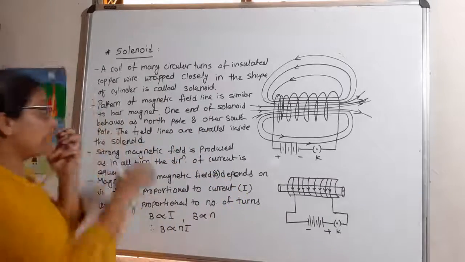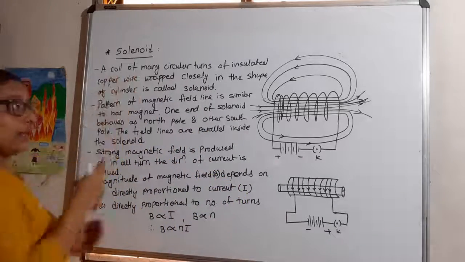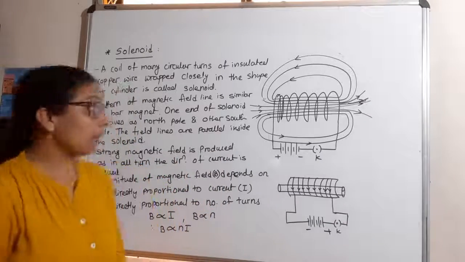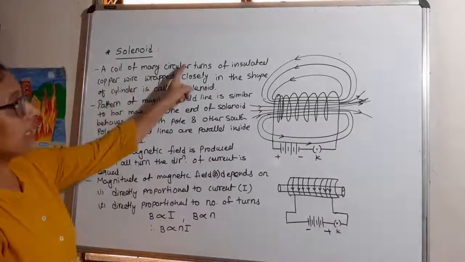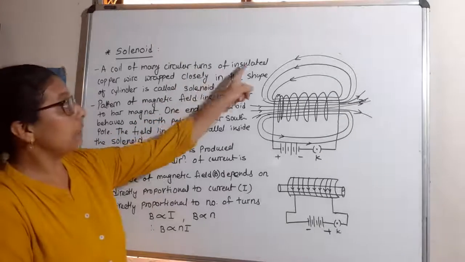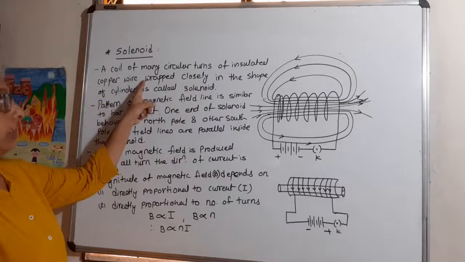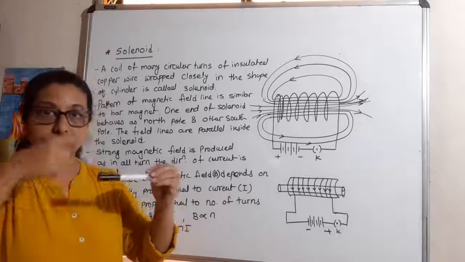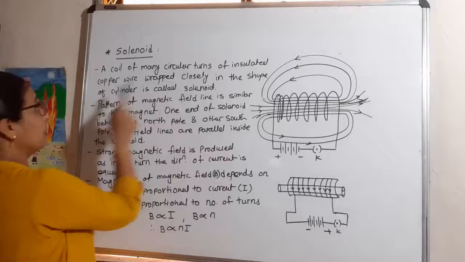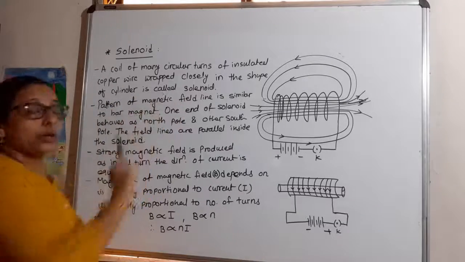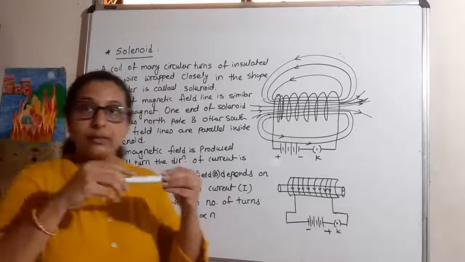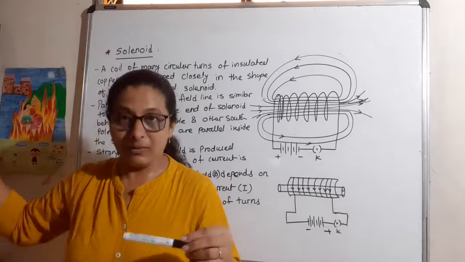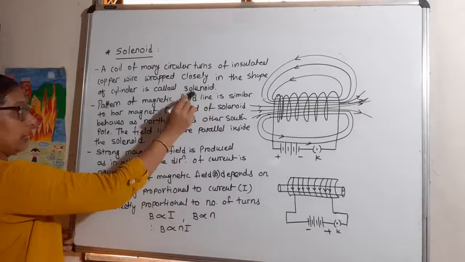That means here, a coil, that is n turns of wire, like a spring, okay? A coil of many circular turns of insulated copper wire wrapped closely, that is wounded closely, in the shape of a cylinder is called a solenoid, right? If you wound it and then take out the cylinder from the middle, what remains is a coil, right? Then this is called the solenoid.